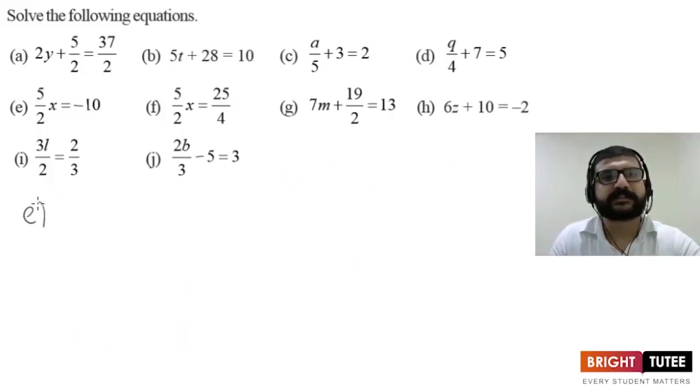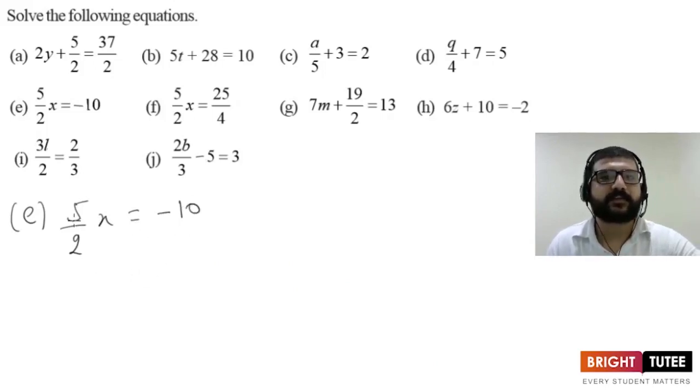Now the next question is 5/2 x is equal to minus 10. Now from here we have to remove this 5/2 which is multiplied with x. So what we can do, first we can transpose this 2, it will come in multiplication as it is in division here, and then we can transpose 5, it will come in division here. So what we will get, 5x is equal to minus 10 into 2.